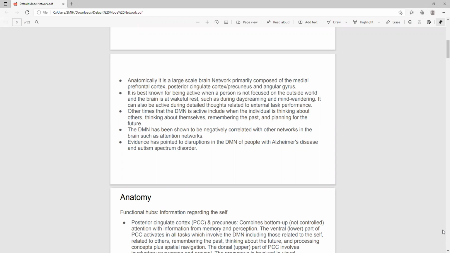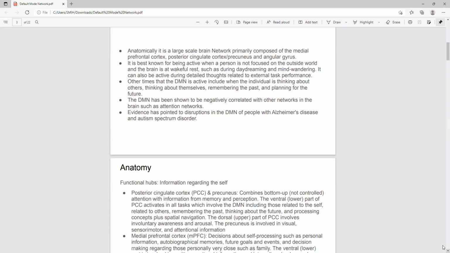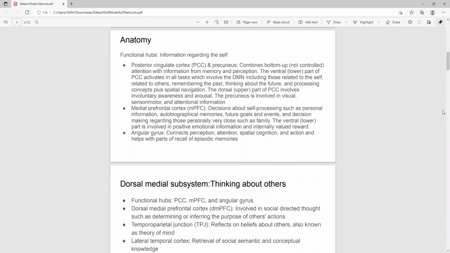Other times that the DMN is active include when the individual is thinking about others, thinking about themselves, remembering the past, and planning for the future. The DMN has been shown to be negatively correlated with other networks in the brain, such as attention networks. Evidence has also pointed to disruptions in the DMN of people with Alzheimer's and autism spectrum disorder. So for the anatomy, the functional hubs are information regarding the self.